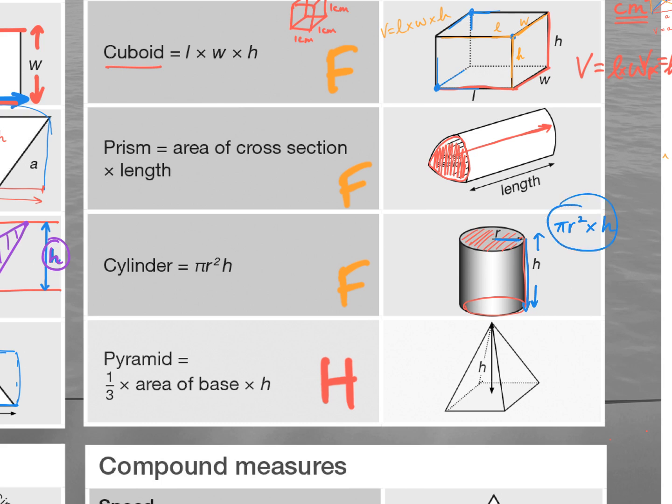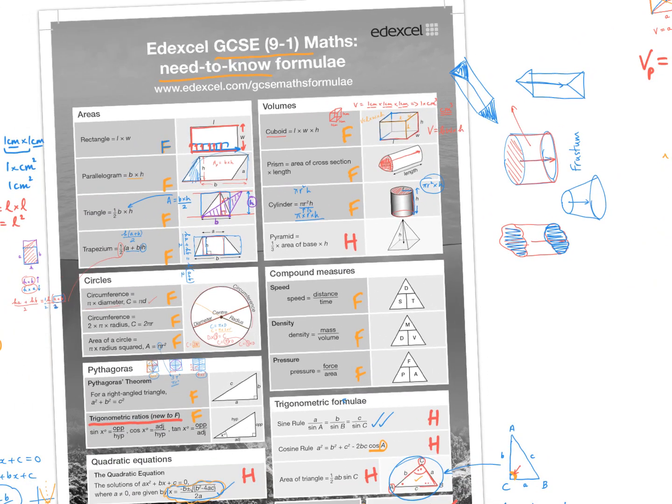Pi r squared times h, or just pi r squared h. Okay, if you want to write it as pi times r squared times h, that's fine also. But if you want to miss the times signs out, just remember it's all multiplying, so it's pi r squared h, they mean exactly the same. Okay, so that's quite a few of these done.